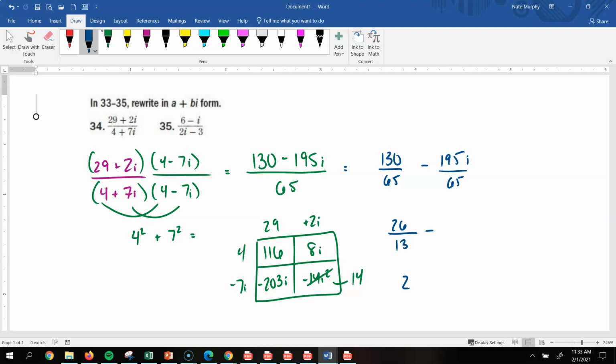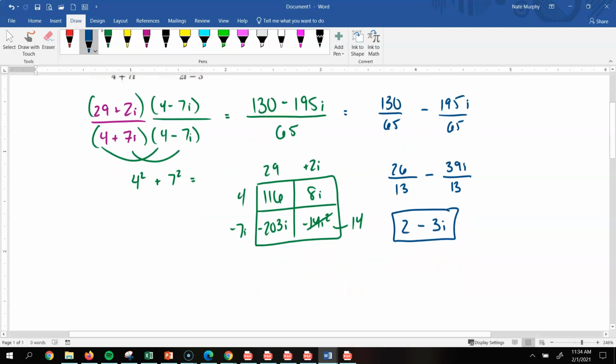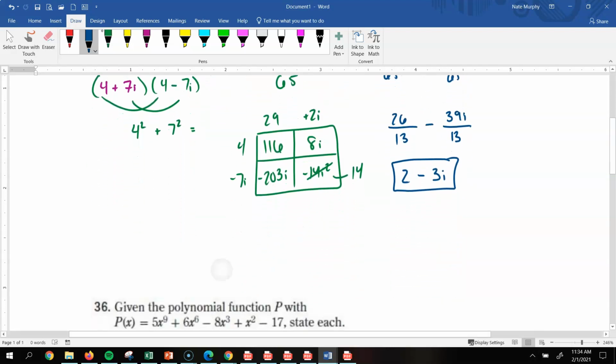Let's see what happens with the 195 and the 65. So 195 divided by 5 would be 39. So we have 39 divided by 13, because 65 divided by 5 would be 13. Well, you might recognize that 39 divided by 13 would be 3. So we'd have 2 minus 3i would be your answer for the first one. So that's your answer for number 34. Let's look at 35.